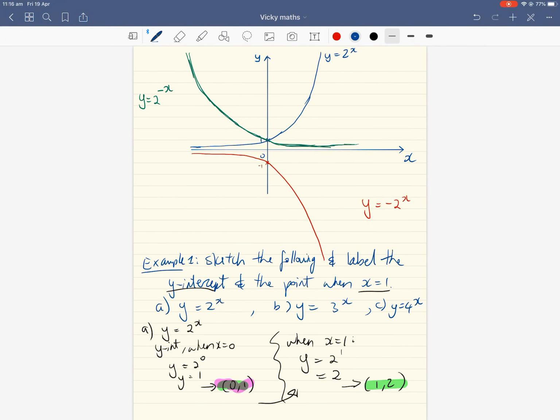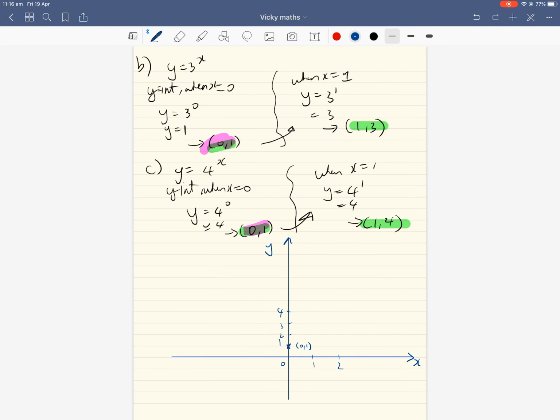Now for y equals 2 to the x, when x equals 1, y equals 2. So 1 across, 2 up, so that's (1, 2). Remember, on one side it's a steep rise, whereas on the other, it tries to get really close to the x-axis, but it never touches. So steep rise, make it look like it's going to touch the x-axis, but never ever going to touch it or cross it. Getting very close to it though. So this is y equals 2 to the x.